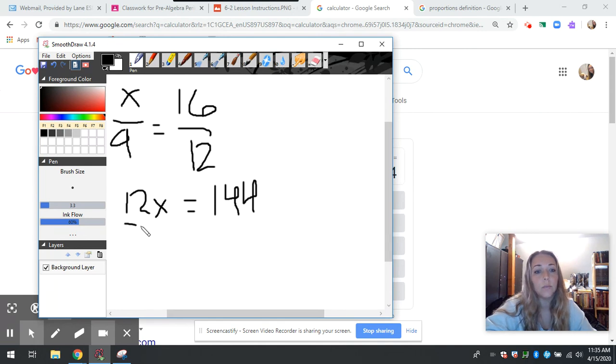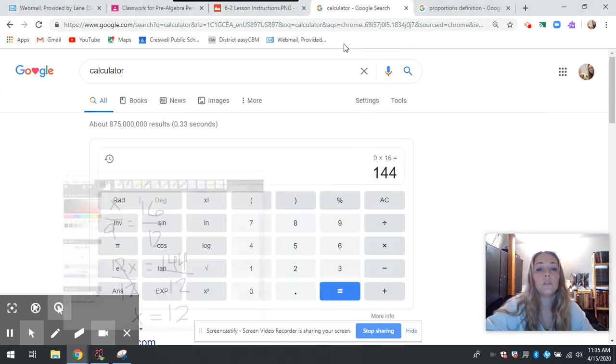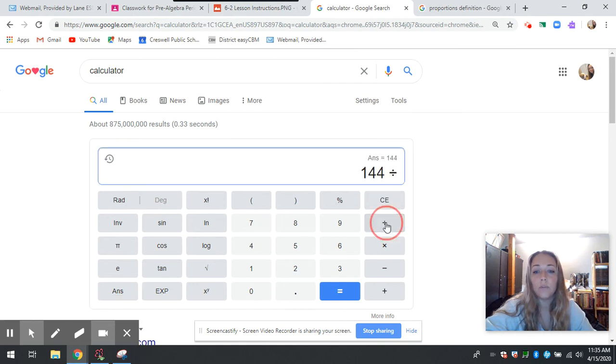Our goal is to get the variable by itself. It's attached by multiplication. We undo multiplication with division. I will divide both sides by 12. What I do to one side, I do to the other. Okay, so 12 divided by 12 essentially cancels out. That would be 1. So we're left with x equals 144 divided by 12, which is 12, because 12 times 12 is 144, so 144 divided by 12 is 12. Or if I don't want to do that, I can use my calculator again. 144 divided by 12 equals 12.